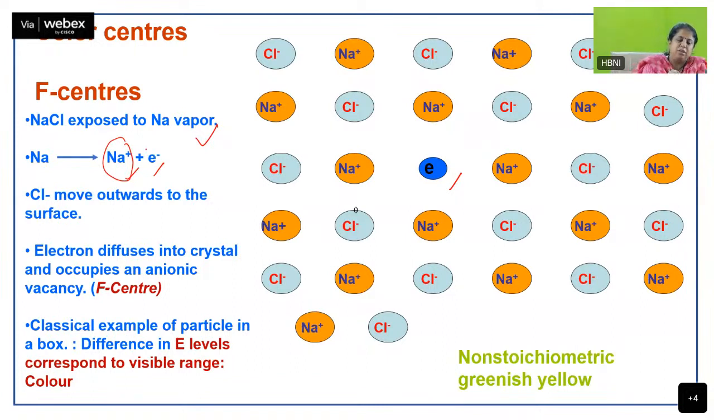But meanwhile, this electron that is given out, for the sake of electroneutrality, goes inside and occupies the chloride ion vacancy. Now, because it is surrounded by a particular three-dimensional arrangement, this acts as a kind of particle in a box. And all of you remember the particle in a box has different energy levels. Those energy levels fall in the visible region. So because of that, any material, when it gets F centers, becomes colored because it absorbs in the visible region.